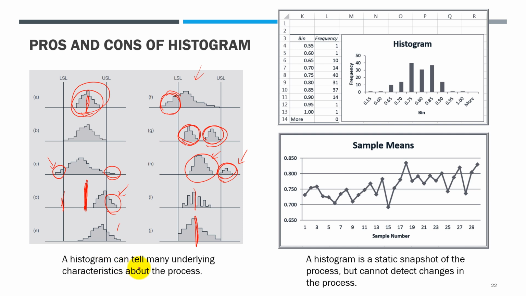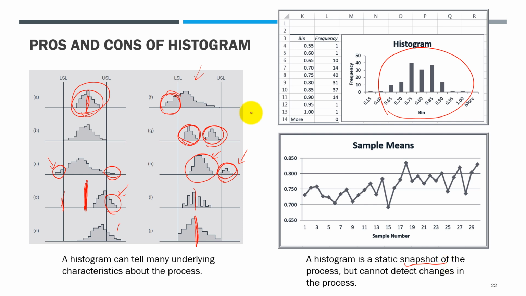So the histogram can tell many underlying characteristics about the processes. Okay. However, there is a shortcoming of a histogram. Histogram is rather static. It's a snapshot of the current process. It does not tell you whether the process has changed or not.